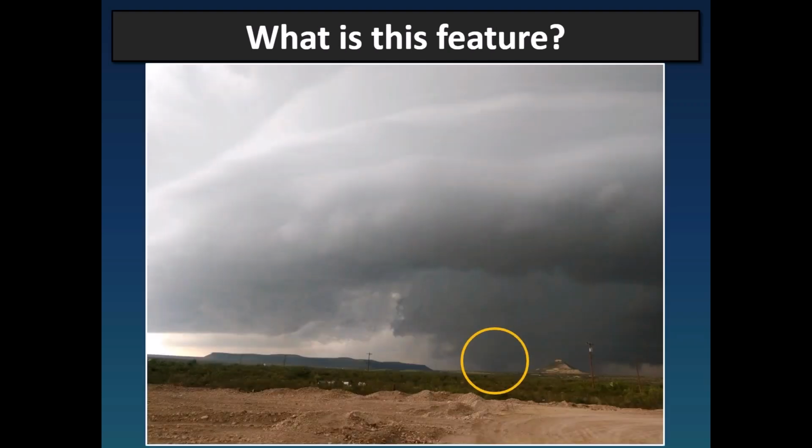What about this feature? This one's a little bit more complicated. And then think about your different features that you might see with a thunderstorm in general, an updraft, downdraft, all that, and how things are pointed. That might help.